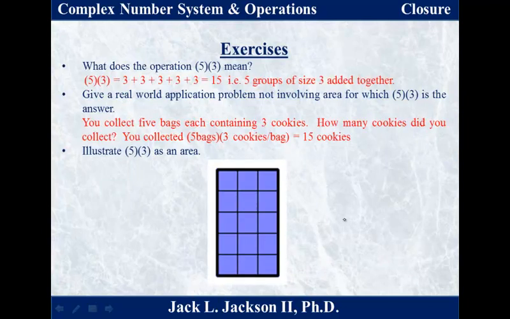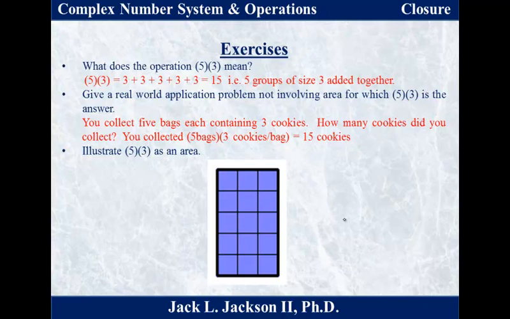Okay, well, 5 times 3 is 5 threes added together. That's 3 plus 3 plus 3 plus 3 plus 3, which is 15. In other words, 5 groups of size 3 added together. So let's do a real-world application. This time, our application should be something to do with 5 groups of 3, not 3 groups of 5, which would be 3 times 5.